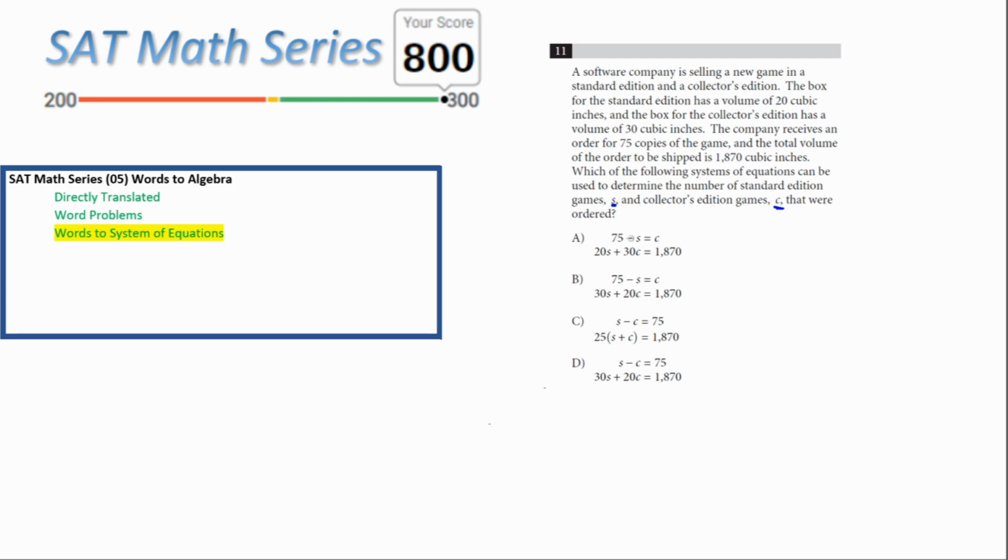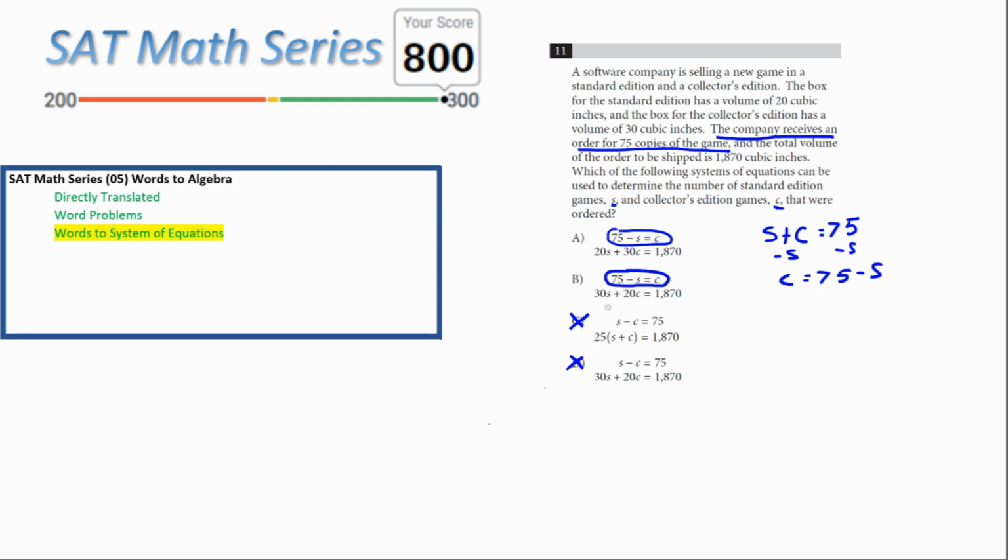The first thing we note is that they're going to ship 75 copies, and you would want to formulate that, maybe most easily, this way: S plus C is equal to 75. But we do note that if you were to subtract S from both sides, you would get C is equal to 75 minus S. Okay, so it looks like A and B have correctly stated that fact. These, of course, are wrong because S plus C must equal 75.